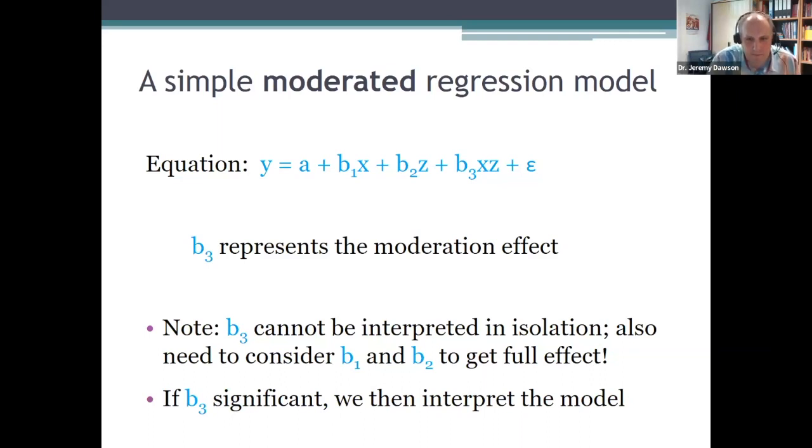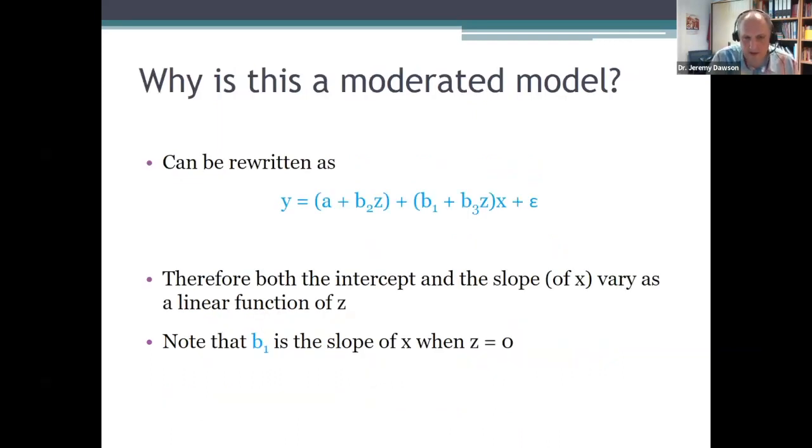But you may be wondering why we look at the multiplicative interaction, the product of two variables, in order to test moderation. Well, it can be shown by rewriting the equation that you see towards the top of this slide instead as the equation you see on this slide. This is the same equation, it's just rewritten. It's reorganized so that we've got, in the first set of parentheses, a plus b2z. That is equivalent, if you think of z for the moment as just a number, that's equivalent to an intercept.